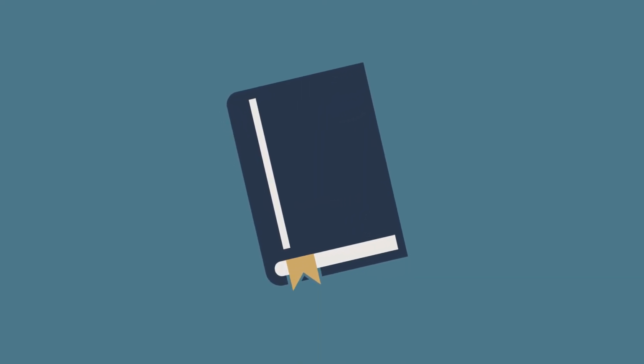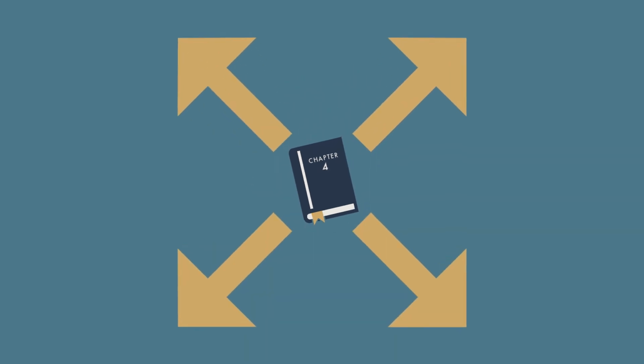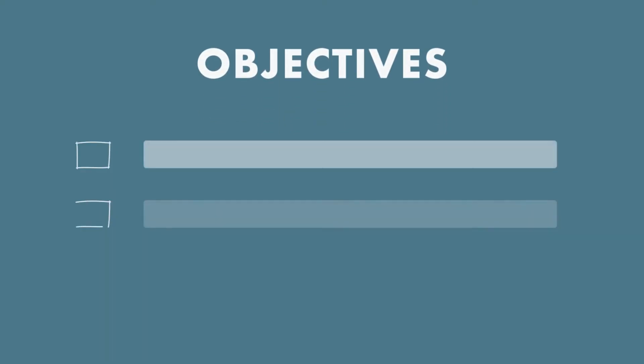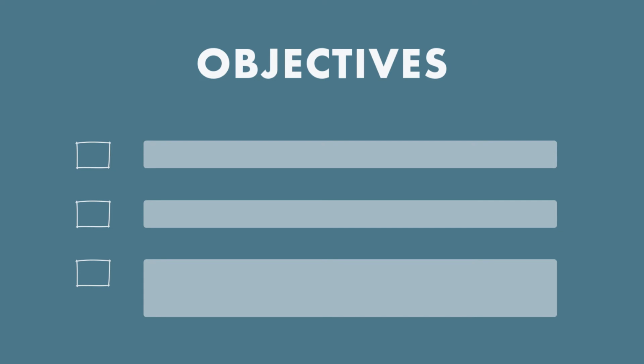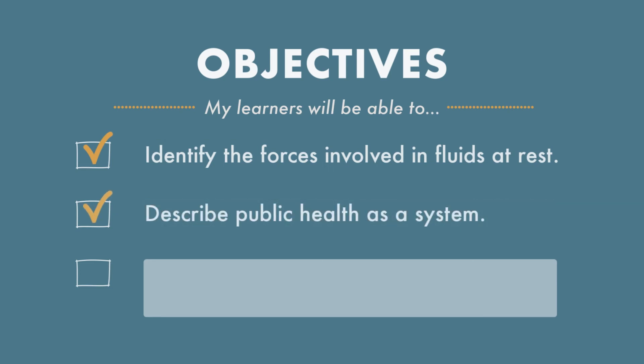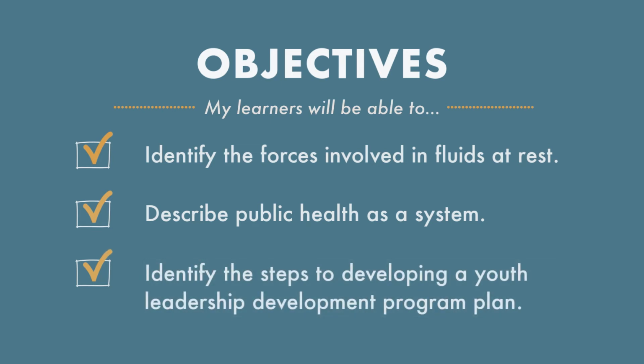I've been asking faculty that question for a decade, and I have never heard the response, I want my learners to have read chapter 4 in their textbook. Think bigger than your content. And how you answer that question forms the basis of the learning goals, or the objectives. Objectives are simple statements that define your vision for the course from the perspective of your learners. My learners will be able to identify the forces involved in fluids at rest. Describe public health as a system. Identify the steps to developing a youth leadership development program plan.